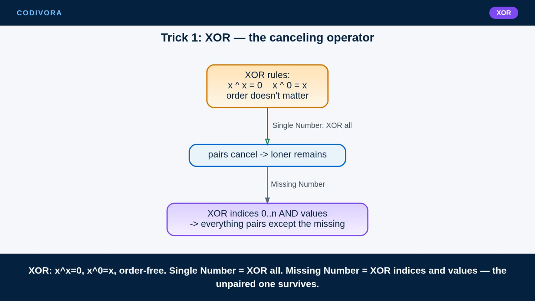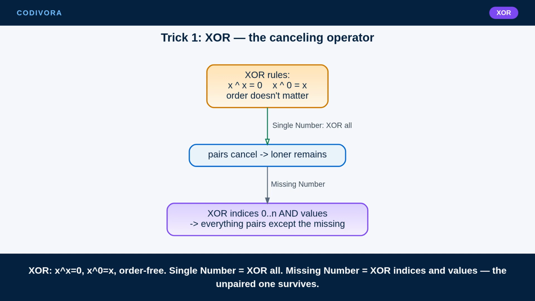Trick 1: XOR, the canceling operator. 3 rules: x XOR x is 0, x XOR 0 is x, and order doesn't matter. Single number: XOR the array, done. Missing number from 0 to n.